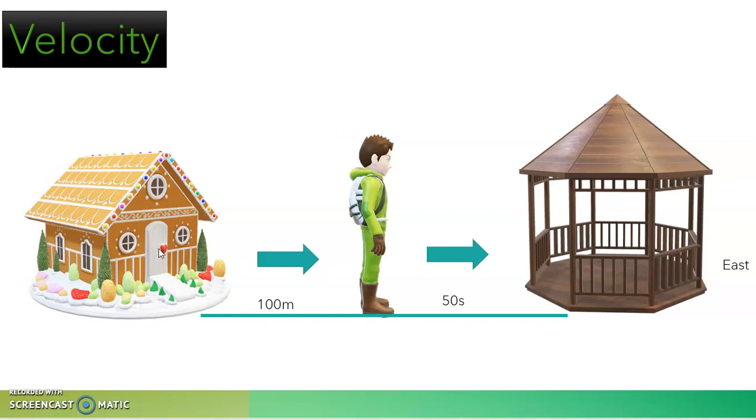Okay. Now let's consider the example here. This boy is traveling from one place to another. So it says that he travels 100 meters from here to the other place, which is in the east direction, and he travels that much distance in 50 seconds. So if I ask you what is the speed of this boy, you will be able to calculate it. I'm sure about that, because the speed of an object is the distance traveled divided by time.